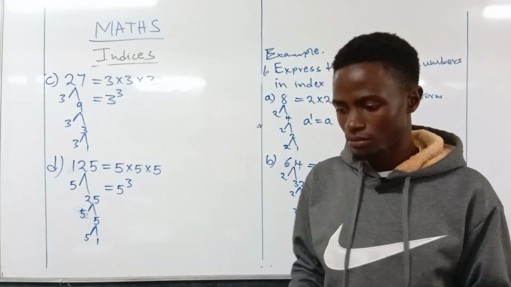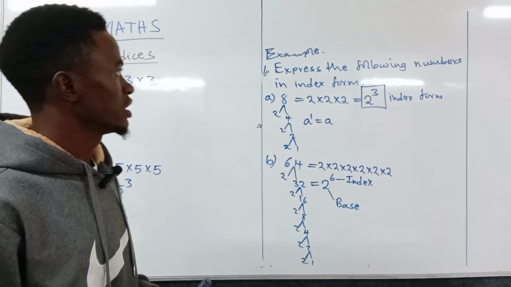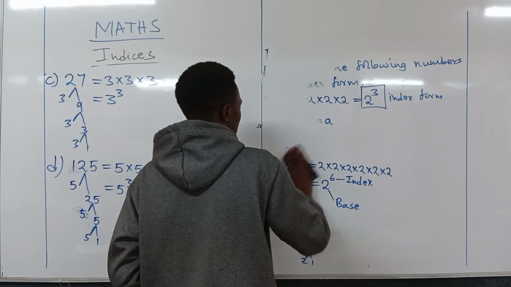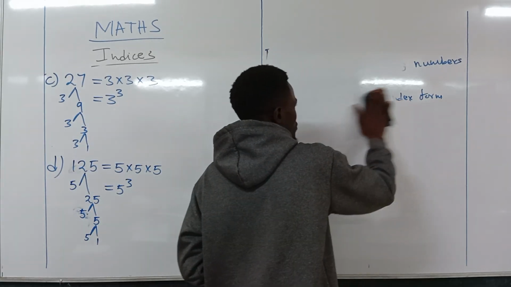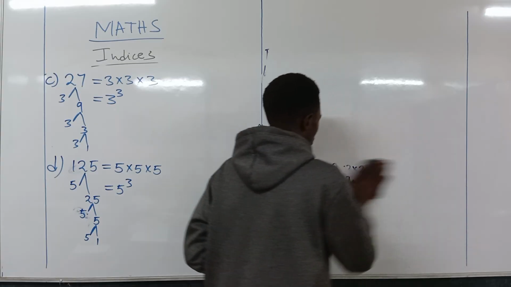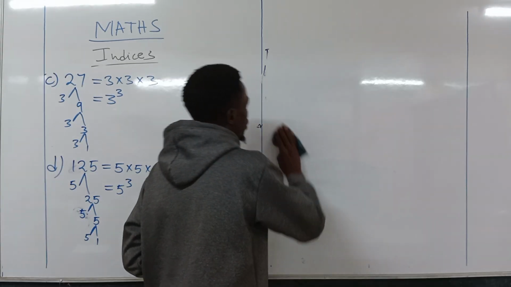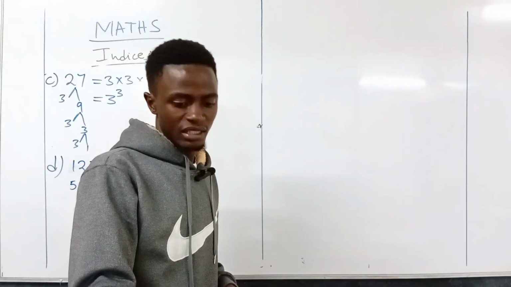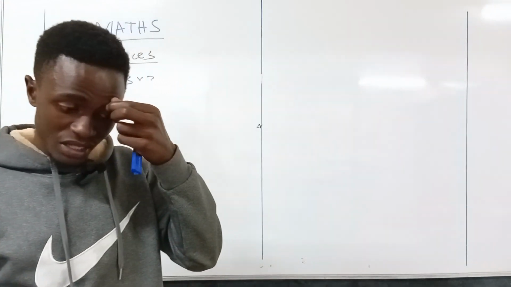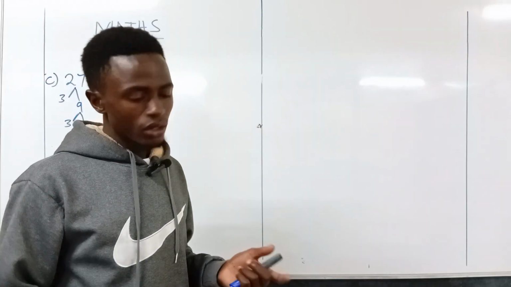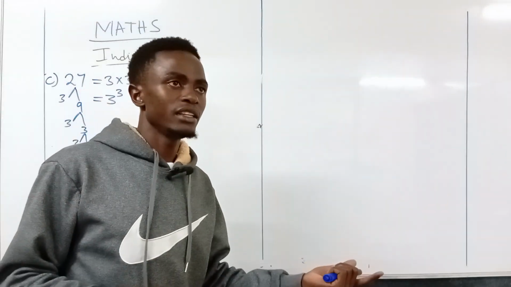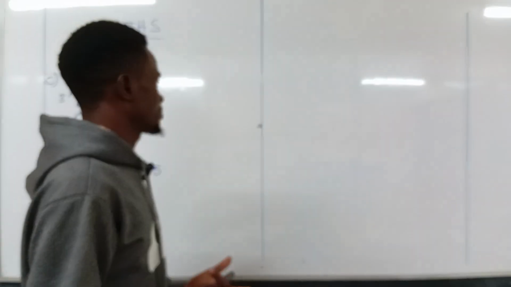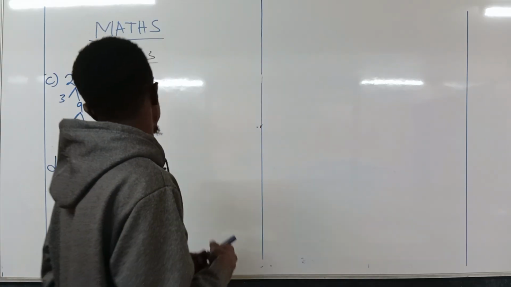So what happens is this. You may be given, for example in an exam situation, a number written in index form and you are asked to express it in terms of the normal numbers that we use. So we can also check the reverse of the same. You are given a number in index form, and then you are supposed to write it in expanded form, and then you find your answer.